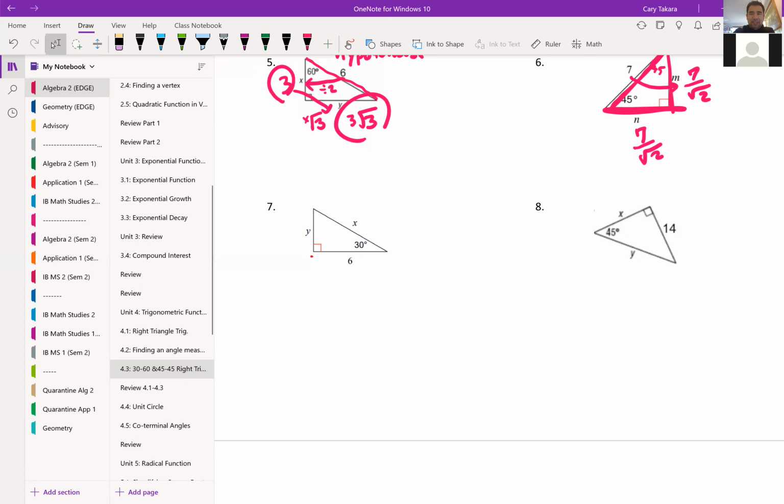Okay, how about number 7? I know I'm going maybe, well, definitely too slow for some of you. I know some of you are very quick. I appreciate you guys going along with me. So how about number 7? Or maybe you guys are done.